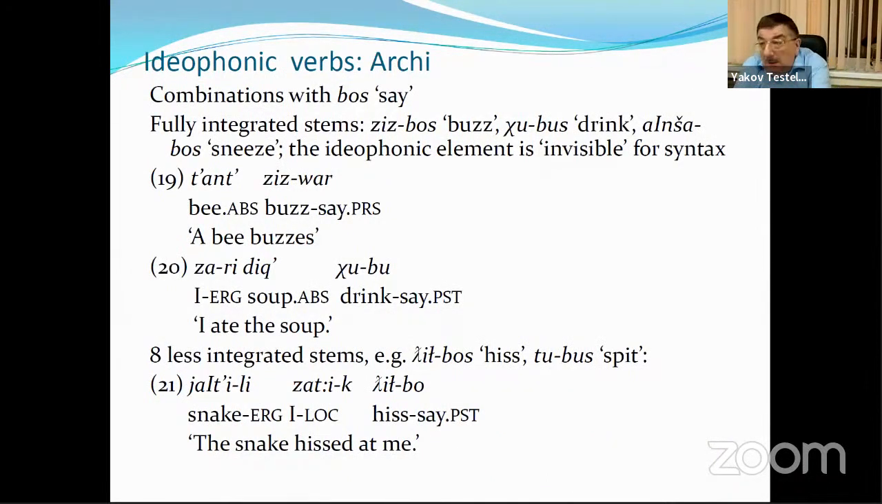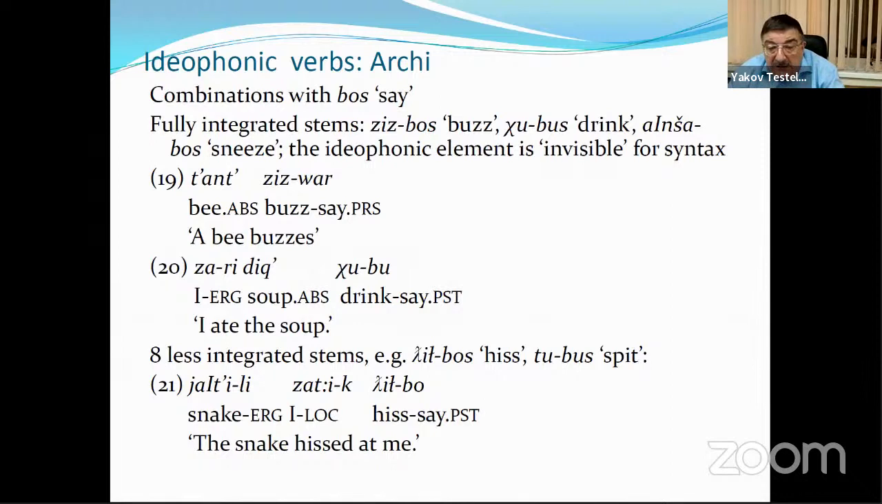Ideophonic verbs show a great deal of phonological and grammatical integration, like combinations with both, say in Archi. The first part is some ideophonic morpheme. There are fully integrated stems which behave like intransitives, fully. Like boss, boss hubus, drink, drink is transitive by the way, and shabos, sneeze. The ideophonic element isn't taken into account in syntax. So 19, tant these were, a b buzzes, a b is an absolutive, although say is a transitive verb. 20, zari dik hubu, I add the soup. Hubu is I said, literally, a transitive verb. Soup is an absolutive, zari in negative.